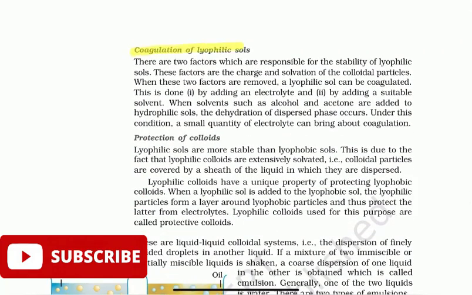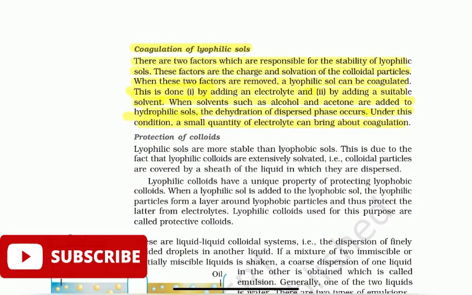Coagulation of lyophilic sols. There are two factors which are responsible for the stability of lyophilic sols. These factors are the charge and solvation of the colloidal particles. When these two factors are removed, the lyophilic sols can be coagulated. This is done by 1. By adding an electrolyte, and 2. By adding a suitable solvent. When solvents such as alcohol and acetone are added to hydrophilic sols, the dehydration of dispersed phase occurs. Under this condition, a small quantity of electrolyte can bring about coagulation.